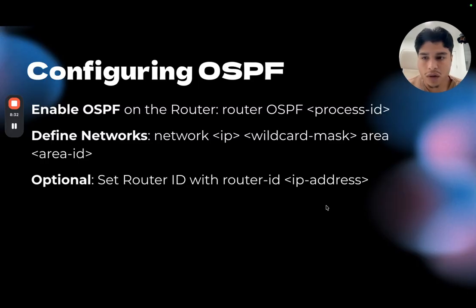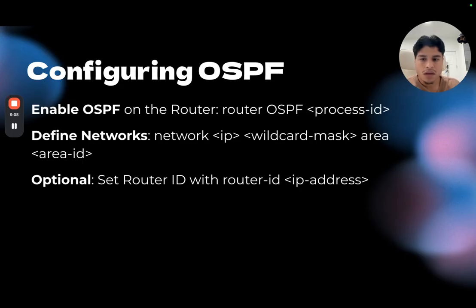So, configuring OSPF. Essentially here we have the commands, right? To enable OSPF on the router, you do router ospf and then the process ID. And then you also want to go ahead and define the networks. Essentially, defining the networks means you say, okay, what are the networks that I am directly connected to, right? As a router, what networks are directly connected to me. So you will put the network and the IP address of it, a wildcard mask, and then the area ID, right?